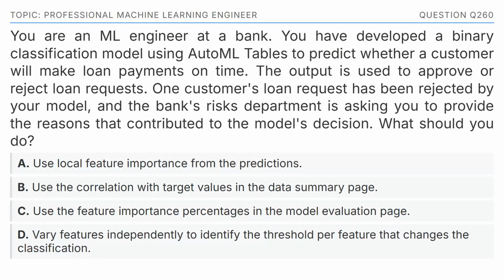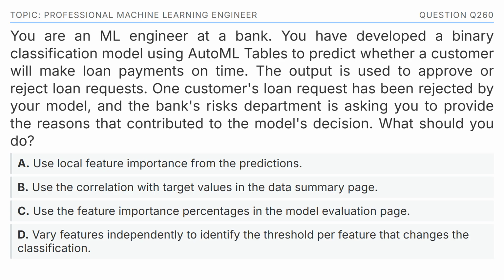You are an ML engineer at a bank. You have developed a binary classification model using AutoML Tables to predict whether a customer will make loan payments on time. The output is used to approve or reject loan requests. One customer's loan request has been rejected by your model, and the bank's risk department is asking you to provide the reasons that contributed to the model's decision. What should you do?